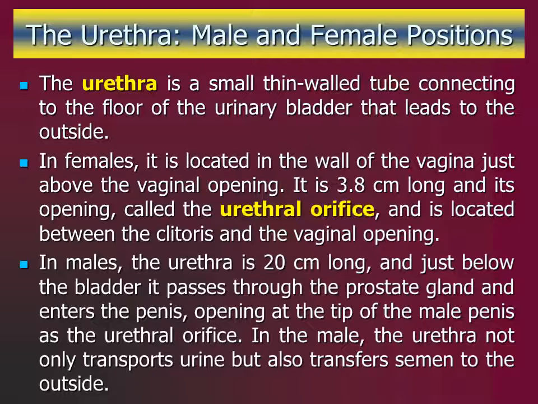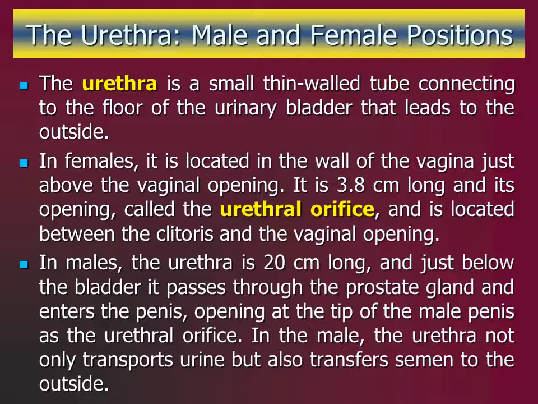In females, it lies directly posterior to the pubic symphysis and is located in the wall of the vagina in an anterior position just above the vaginal opening. Its length is about 3.8 centimeters (1.5 inches). Its opening to the outside is called the urethral orifice and is located between the clitoris and the vaginal opening.